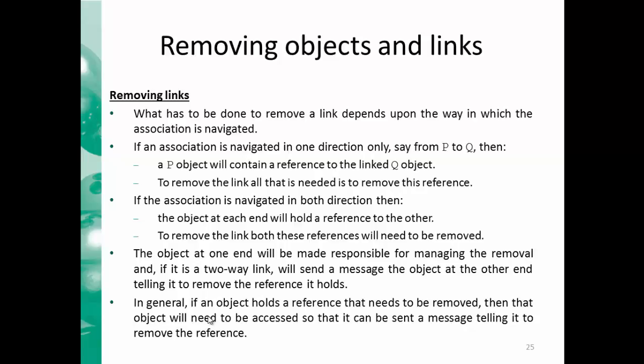But if the navigation is in both directions, then the object at each end will hold a reference to the other object. So P will have a reference to Q, and Q will have a reference to P. To remove the link, both these references will need to be removed. Now we need to make one of these objects responsible for the removal of the two-way link. What it will do is remove the reference to the other object, and it will ask at the same time the other object to remove the reference to itself.